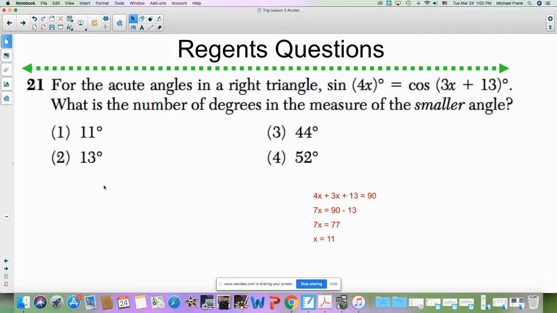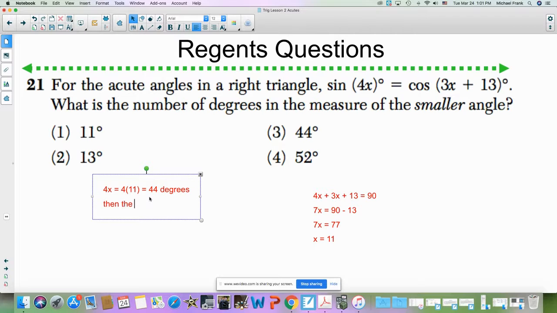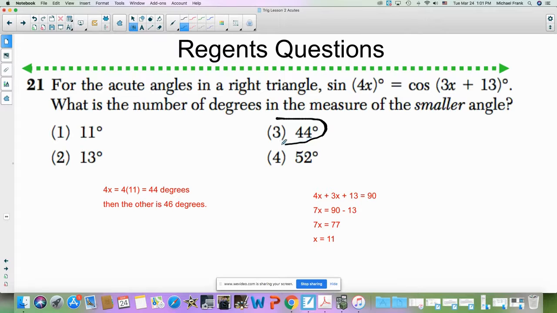So let's try the 4x first, the sine angle. That means 4x would be equal to 4 times 11, which would be equal to 44 degrees. Well, if one angle is 44 degrees, then the other is 46 degrees. They have to be complementary. Well, 44 is obviously the smaller one. I'm surprised they didn't put 46 as another answer. Nice touch there. And there you go. Simple as that.